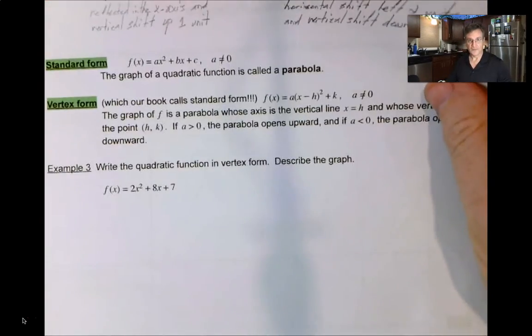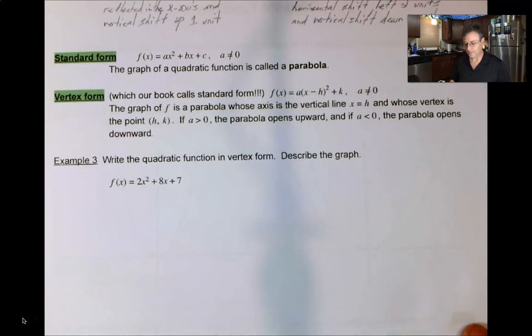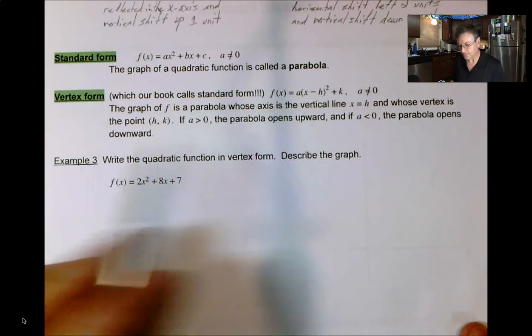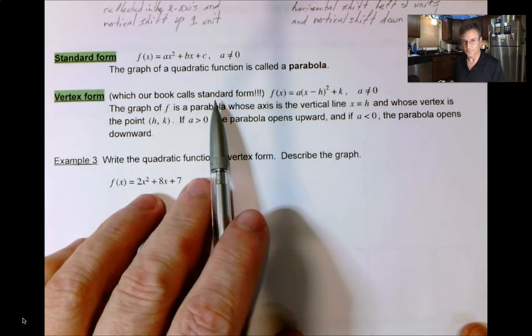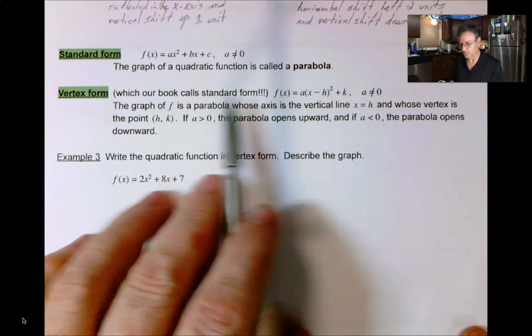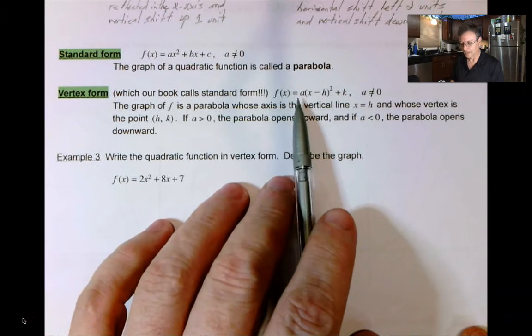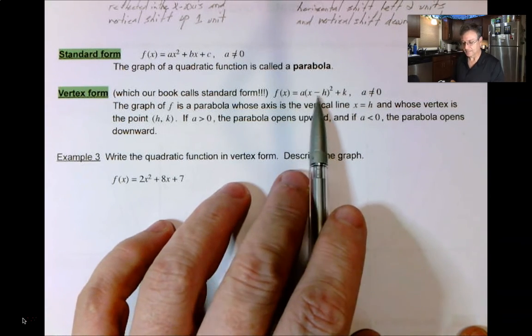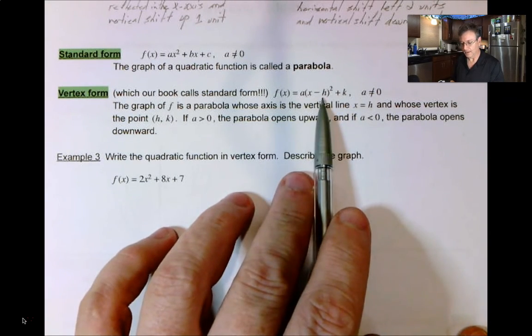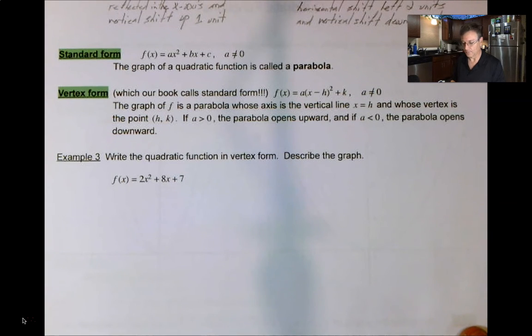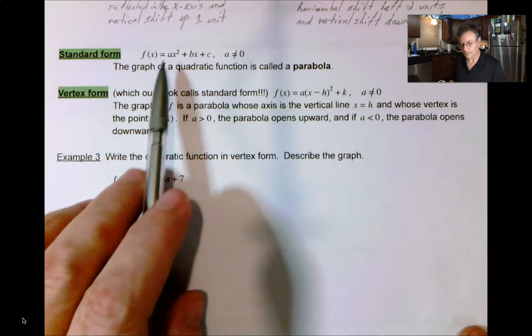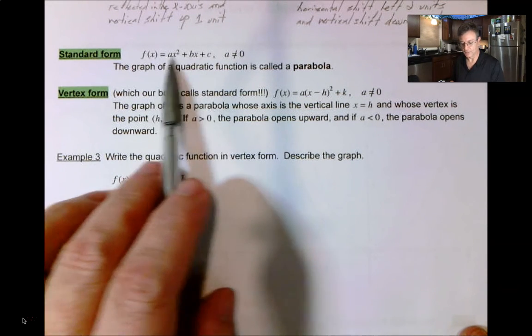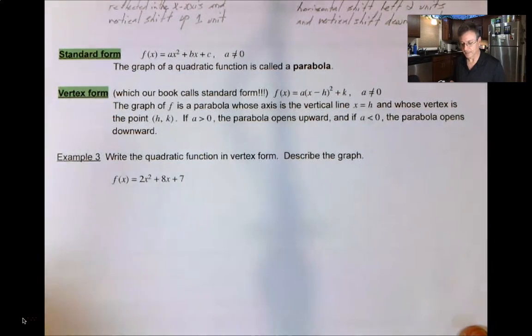We have standard form and vertex form for equations. Vertex form, which is called standard form in our pre-calc book, I'm not sure why. This is vertex form: f of x equals a times (x minus h) squared plus k, where (h, k) is our vertex. This is standard or general form: ax squared plus bx plus c.